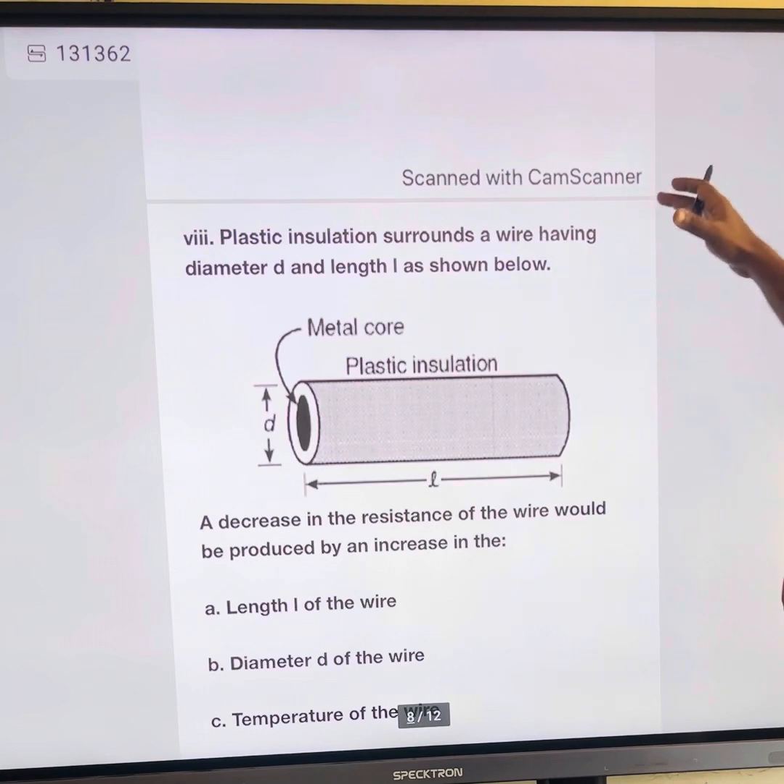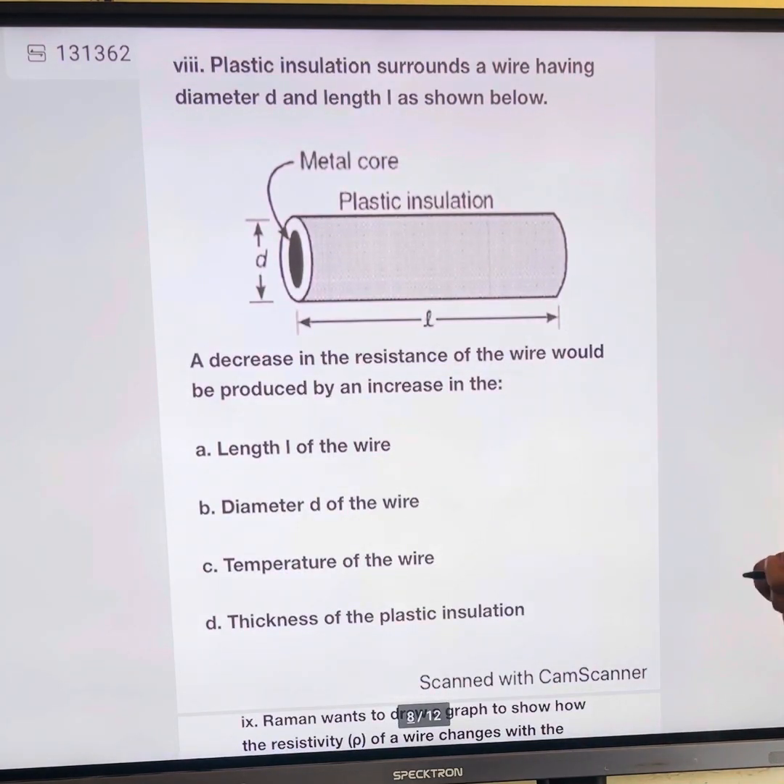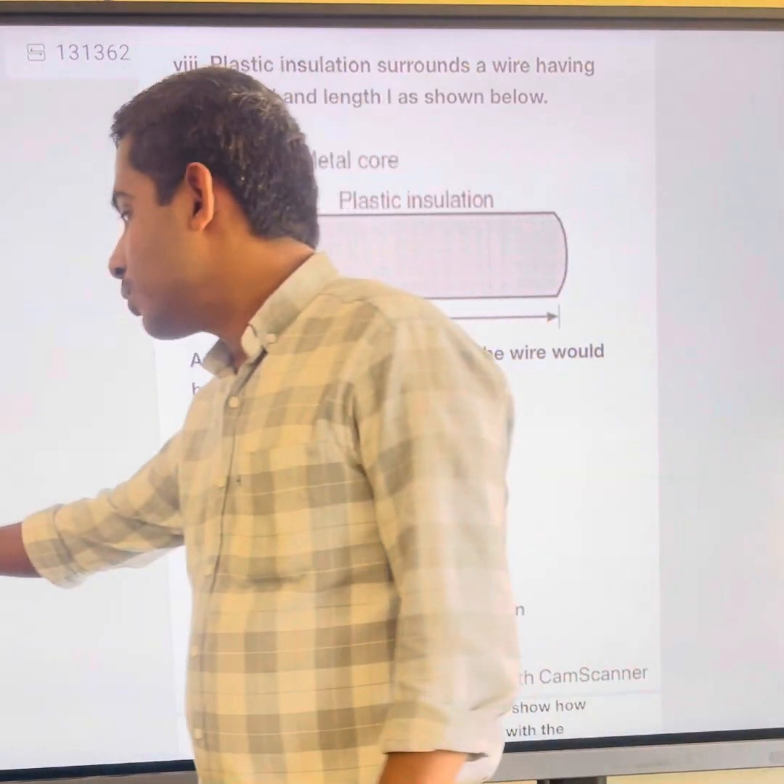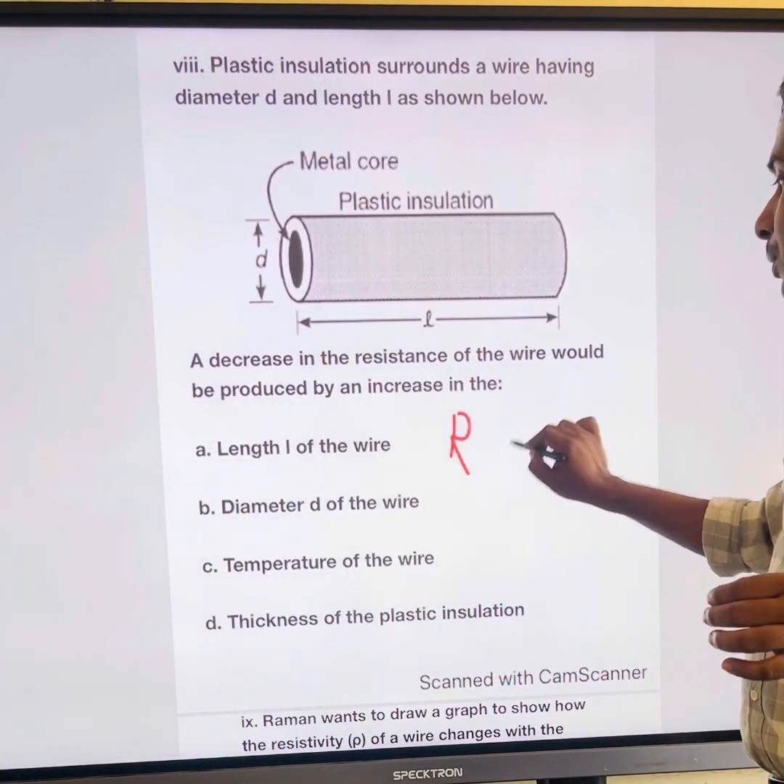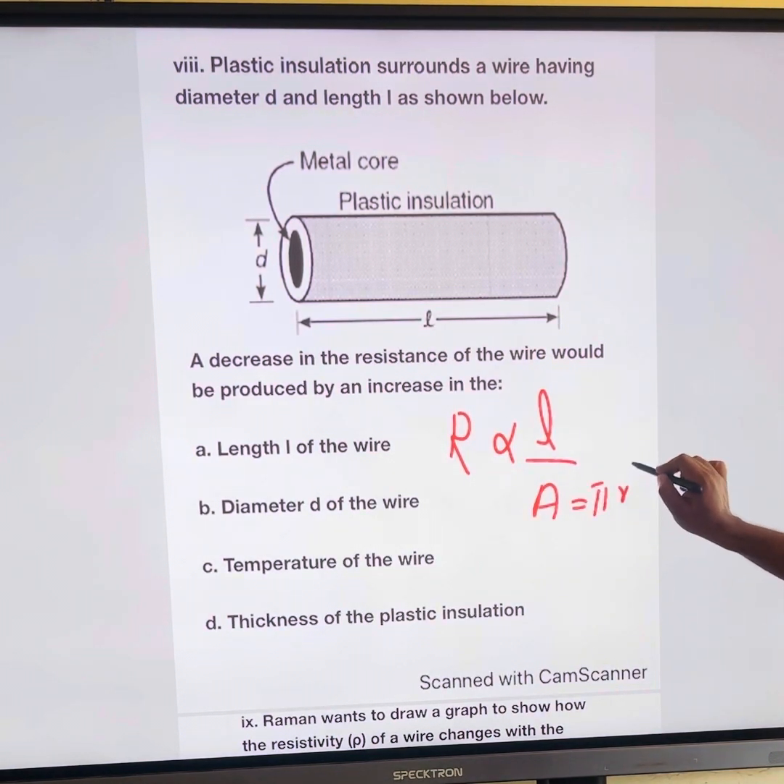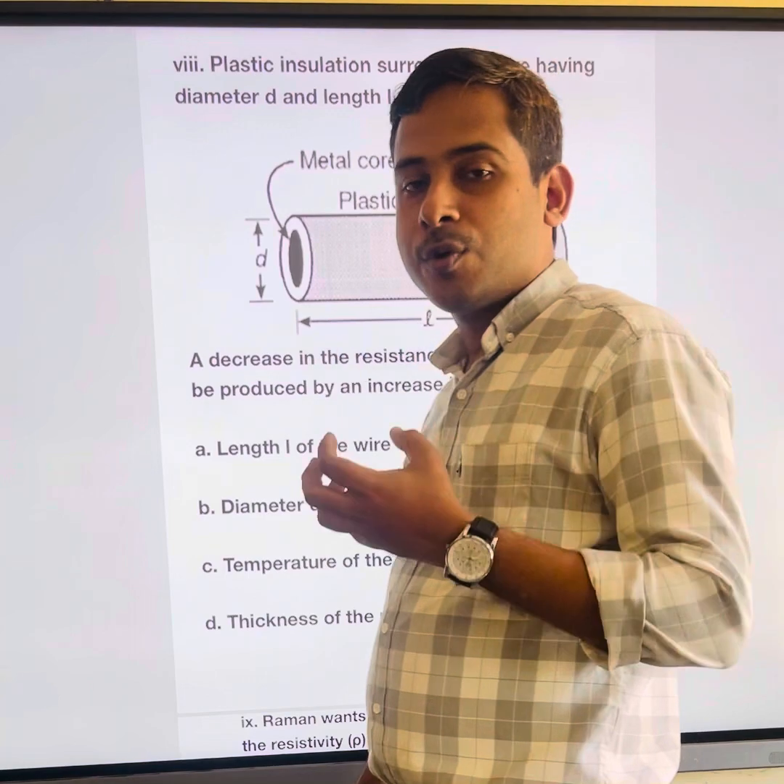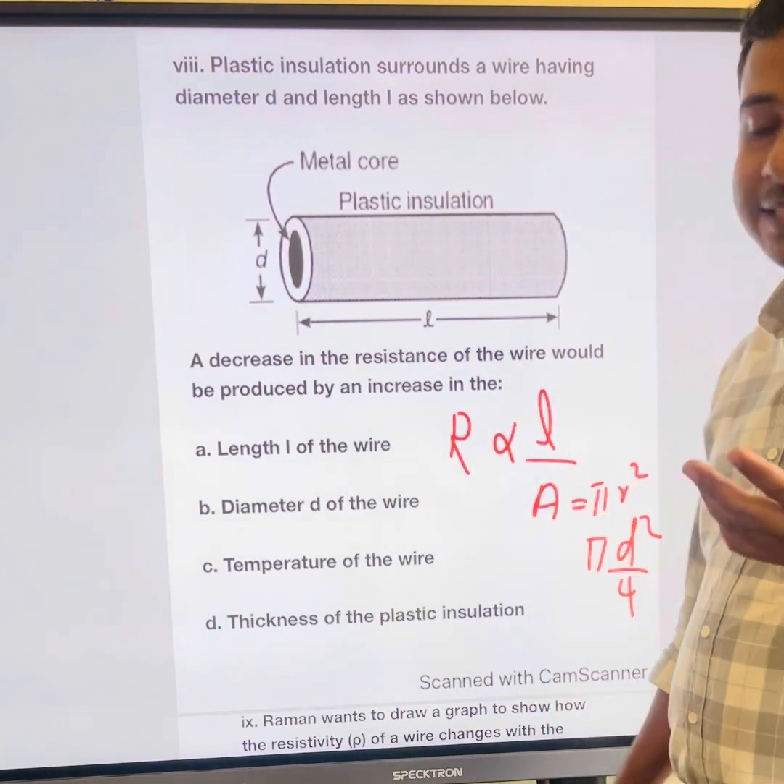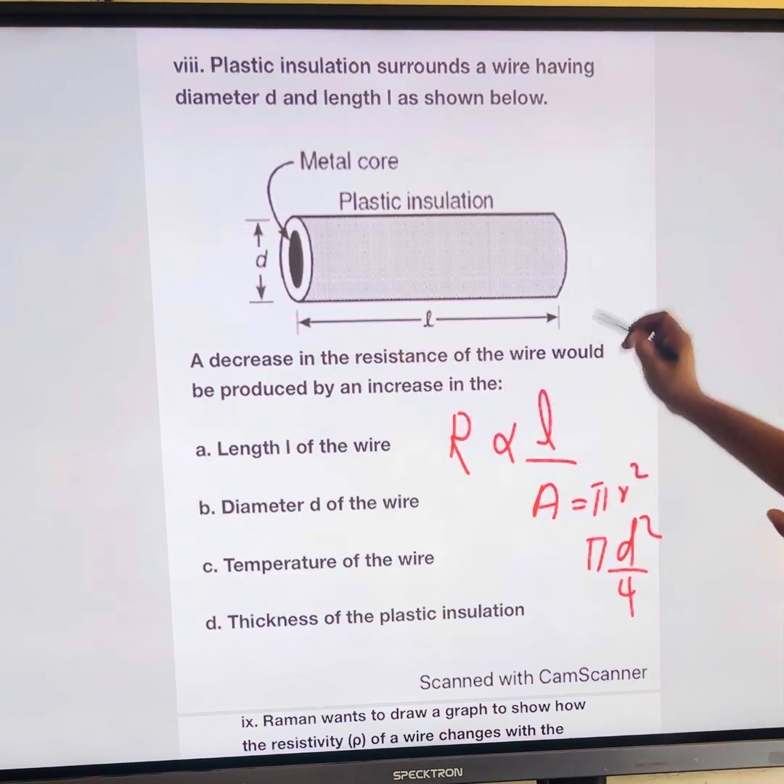Plastic insulation surrounds a wire having diameter D and length L as shown below. What will decrease the resistance of the wire? So we have the concept actually: R is proportional to L divided by A. A means pi R square, or we can say pi D square by 4, because R is D by 2, so R square will be D square by 4, right? So based on this, they are asking for a decrease in the resistance.